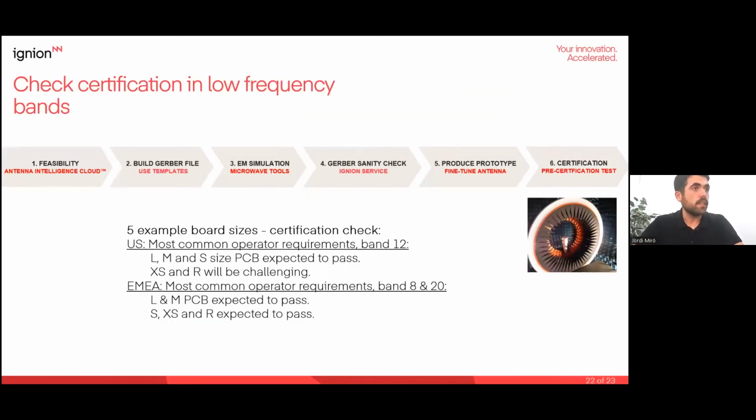So we finish the manufacturing stage. We go to check the certification requirements. We are in the pre-certification stage, and we perform this example with the five board sizes we saw before, and two examples: one for the US, the most common operator requirements for band 12, from the L size to the round PCB, and for EMEA as well, the most common operator requirements, band 8 and 20.